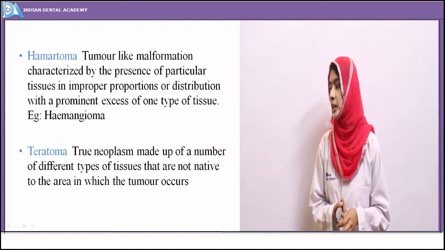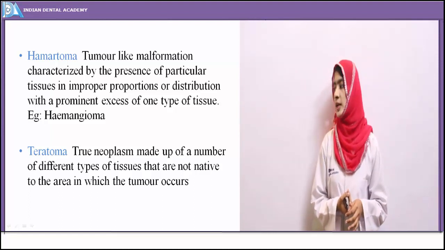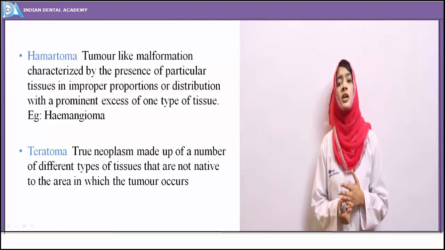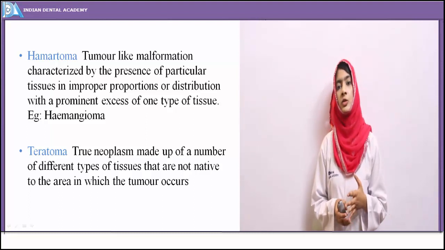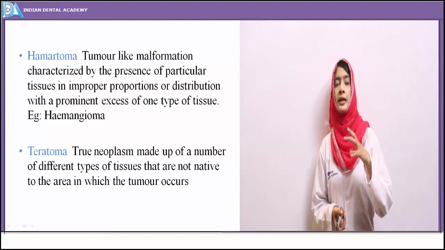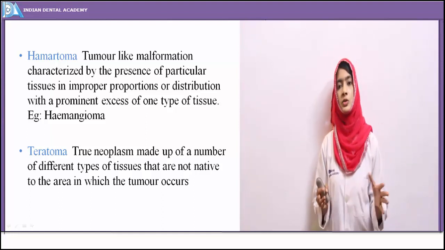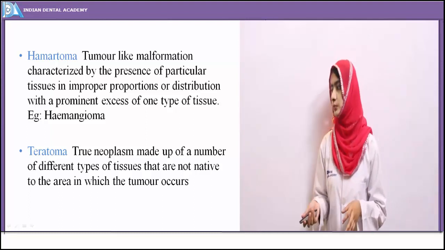What is a teratoma? A teratoma is basically a true neoplasm made up of a number of different types of tissues which are not native to that particular region. It may be like an ectopic tumor occurring. Teratomas are most commonly seen in the ovaries.